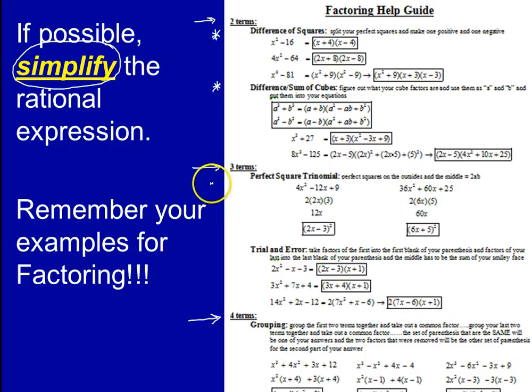Three terms. You had perfect square trinomial and trial and error. Remember, our trial and error was the one you really got to make sure you watch. It has to multiply to the last term and add to the middle term. Four terms was just grouping. That was our only option here.